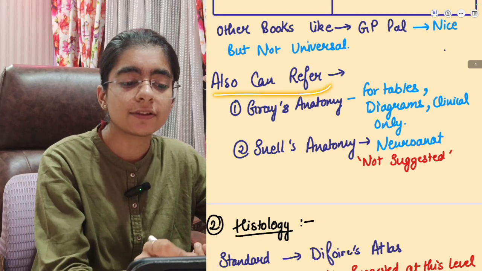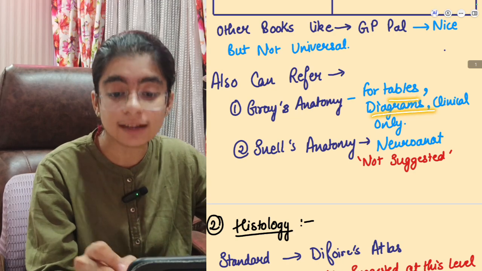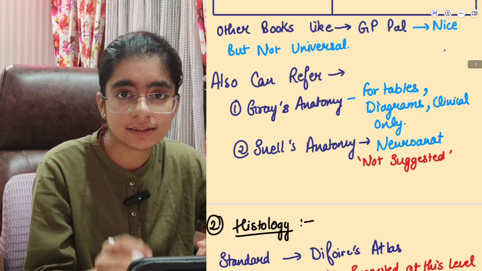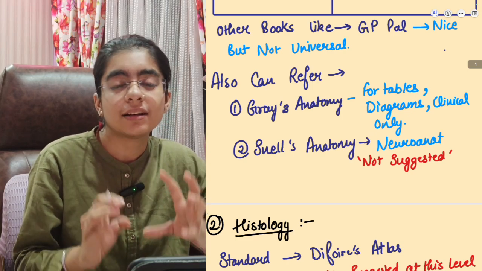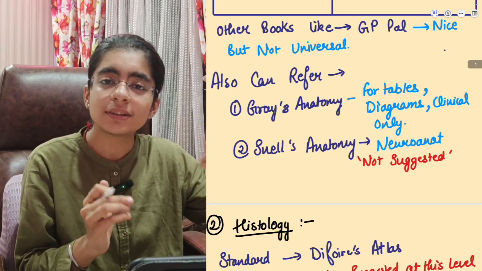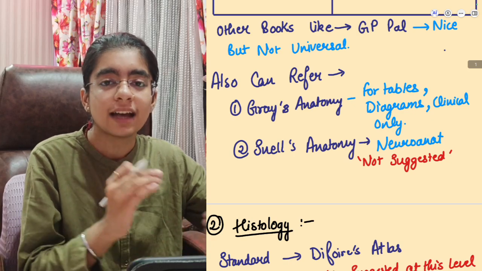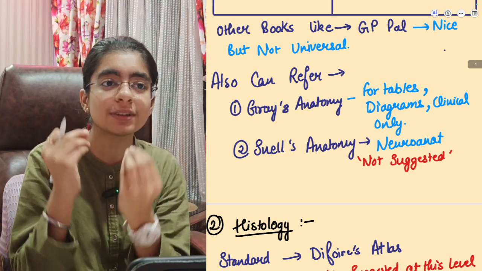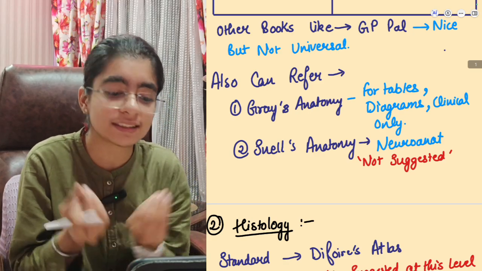You can also refer to foreign authors like Gray's Anatomy, just for tables, diagrams and clinical content only. You need to understand, you can't read Gray's Anatomy whole. In the start, every student thinks, I will read the whole book, I have plenty of time, because in the start the college has also not put much pressure on you, right? Towards the end you have so much syllabus, you have so much to revise, because if you do not revise then you will obviously forget.